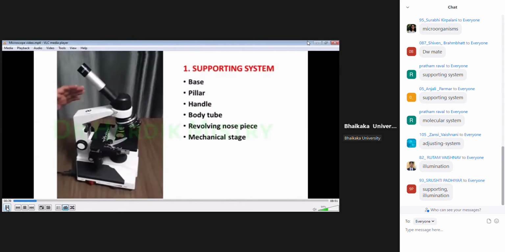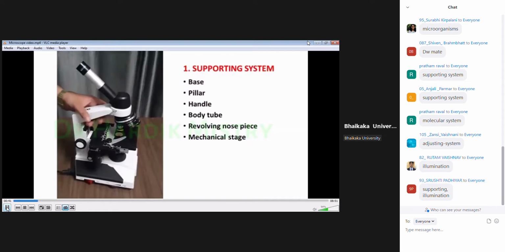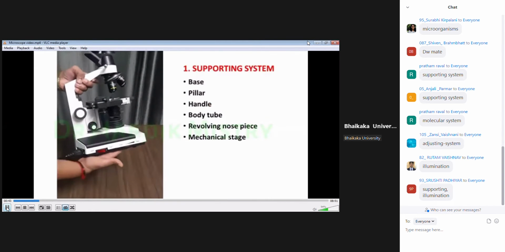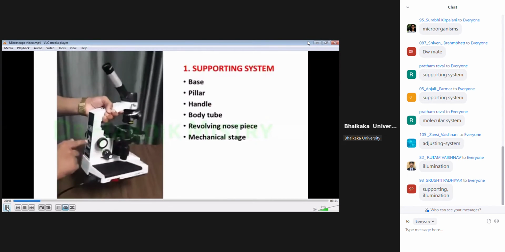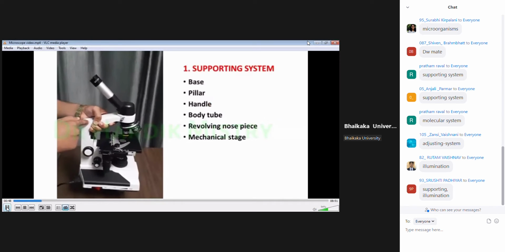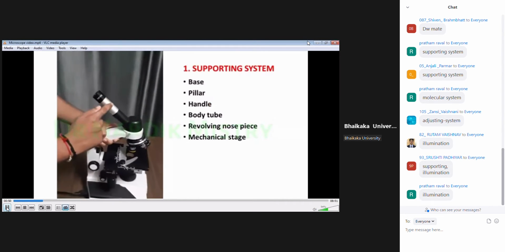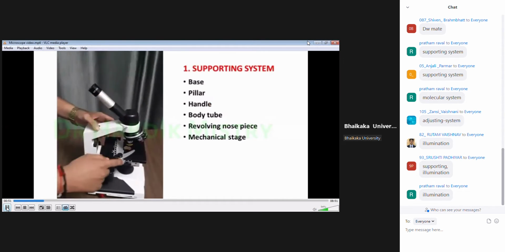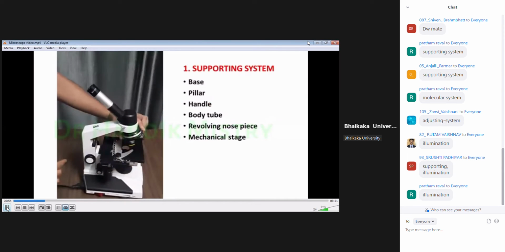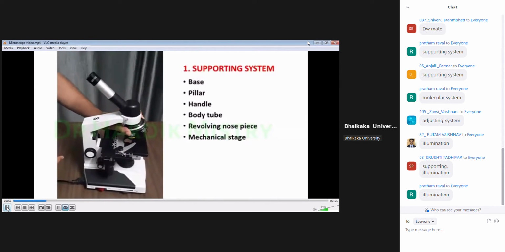Compound light microscope. Supporting system. In the supporting system, we include the base. This is the pillar, the handle of the microscope. This is the body tube. This is the revolving nose piece.